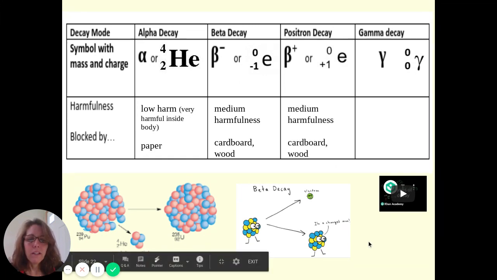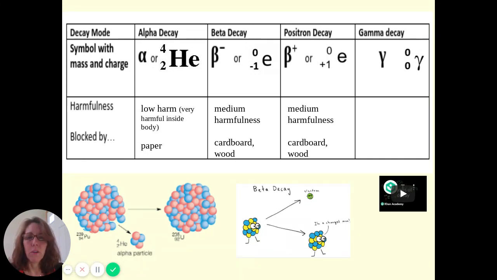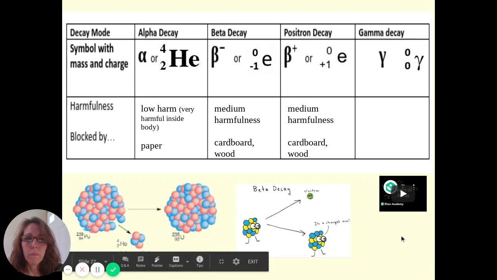Positrons, again, are like a positively charged electron. Neutrons inside the nucleus have multiple things that they can break down into. It really all has to do with the subatomic particles that are inside of the protons and neutrons, the quarks.